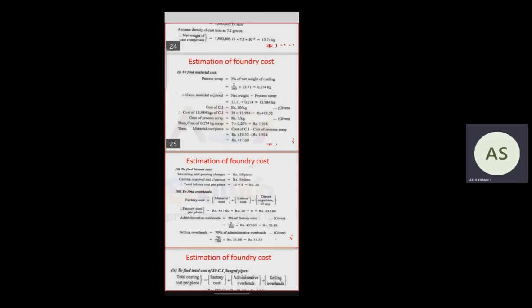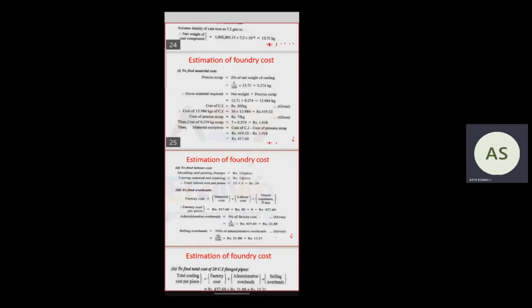Administrative overhead is equal to 5% of factory cost. So 5 by 100 into rupees 437.60, we get rupees 21.88. This is the administrative overhead. Next, we want to find the selling overhead. Selling overhead is equal to 70% of administrative overhead. So 70 by 100 into rupees 21.88, we get rupees 15.31. So these are the overhead expenses for the casting process.